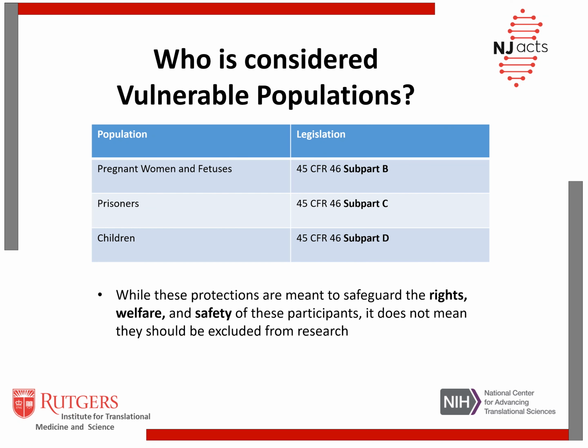Now we'll be discussing vulnerable populations, which consists of the groups in the table below: pregnant women and fetuses, prisoners, and children. All are listed in the Code of Federal Regulations Title 45, Part 46, and various subparts. While these protections are meant to safeguard the rights, welfare, and safety of these participants, it does not mean that they should be excluded from research.